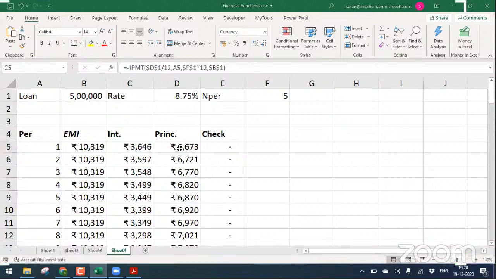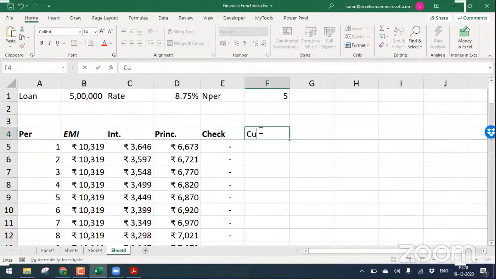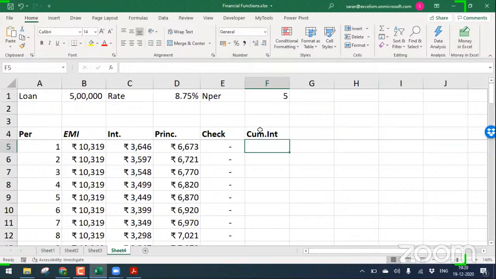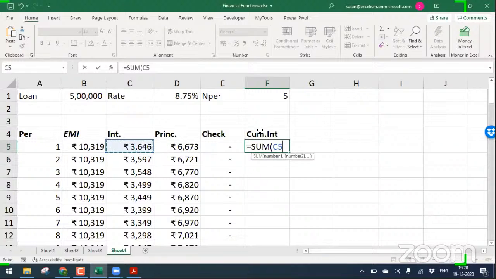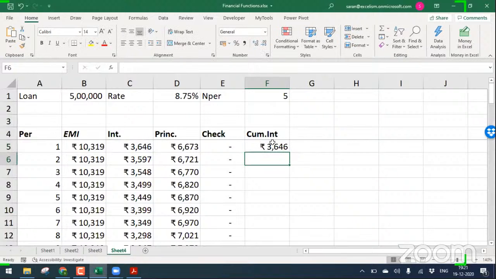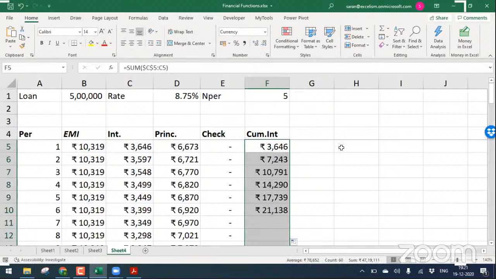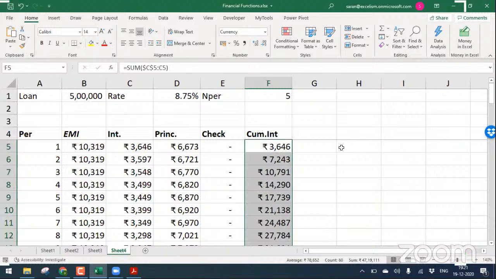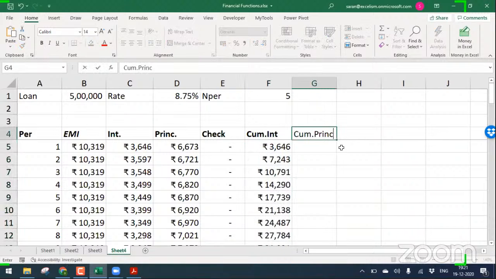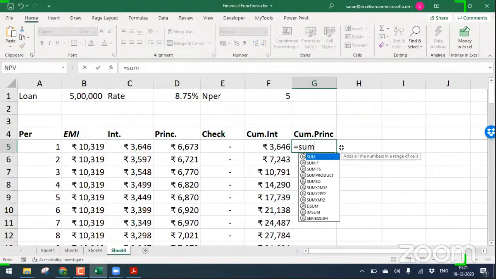Now let us again have a very quick recap of cumulative functions here, so that I can cover 2 to 3 concepts together. If I want to have a cumulative interest, what I'm going to do, equal to sum. This is an elastic formula I have already given. So the elastic range is nothing but this column. What I need to do, give the dollar symbol here, enter, copy, and paste, so that this gives you the running total, right? So cumulative principal, what does cumulative principal do? Same thing, equal to sum.